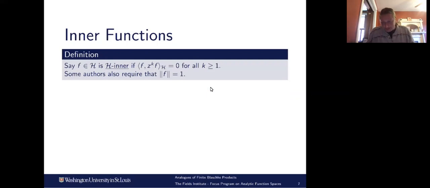All right. So there's been a lot of recent study about generalized inner functions. And these are functions that satisfy the following. We say f in H is H inner if the inner product of f and z to the k f is 0 for all k greater than or equal to 1. Okay, and I started to get a little bit ahead of myself a second ago. Some authors also require that the norm of f is 1. I won't require that throughout this discussion.